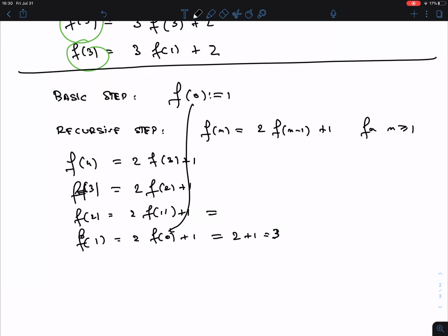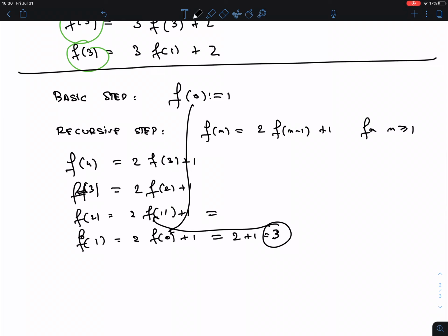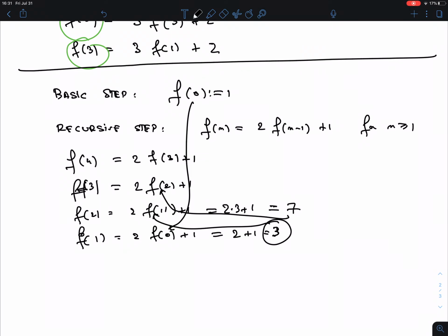Okay, what's this value now? Well, now I can use this 3 and replace it here, so that's 2 times 3 plus 1, that is 7. I can use that to plug it in there. That's f2, I know now what that is, 2 times 7 plus 1, that is 15. And then I can use this and plug it in here, and I get 2 times 15, 30, plus 1 is 31.